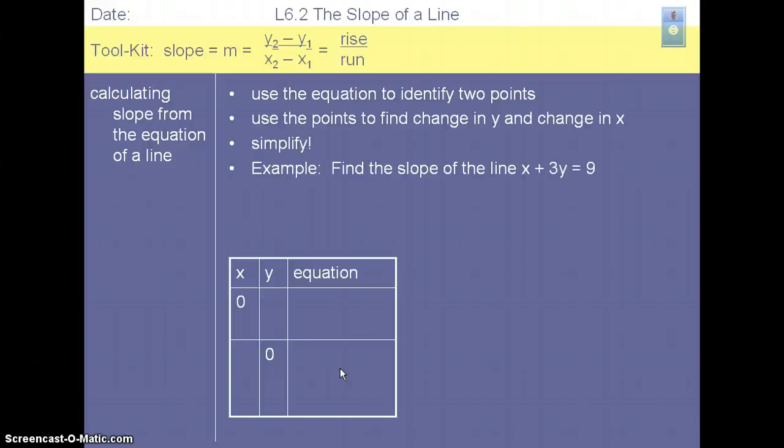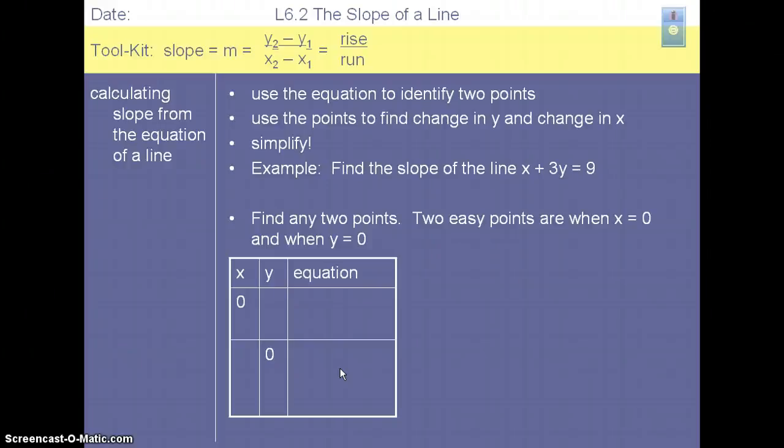So as an example, we are going to find the slope of the line x plus 3y equals 9. So find any 2 points. 2 points that are generally easy to find occur when we take a look at x being 0 or y being 0. If x is 0, that means we've got 0 plus 3y equals 9, so y equals 3. And if y is 0, we've got x plus 0 equals 9, so x is 9.